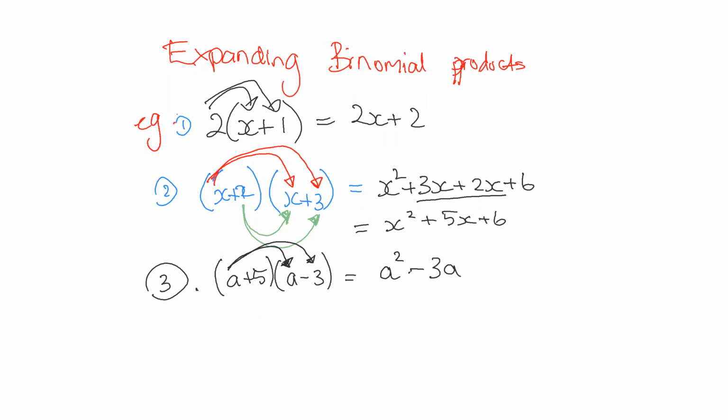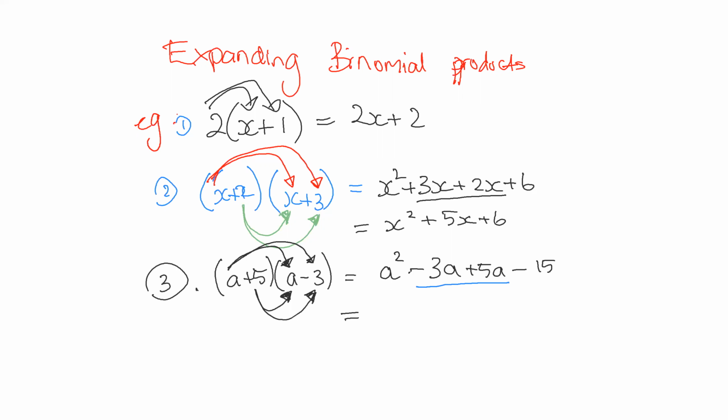Okay, now let's use the second variable in the first bracket. So that's going to be 5 times a and 5 times negative 3. 5 times a is 5a. Remember the positive, 5 times negative 3 is negative 15. Okay, so now there are like terms in this expression that we add or subtract. So the only like terms we have are the negative 3a and plus 5a.